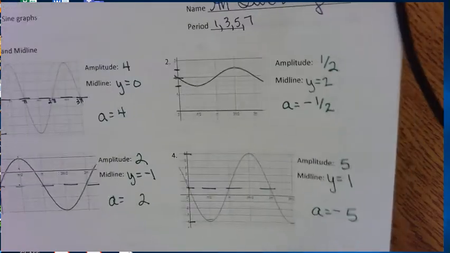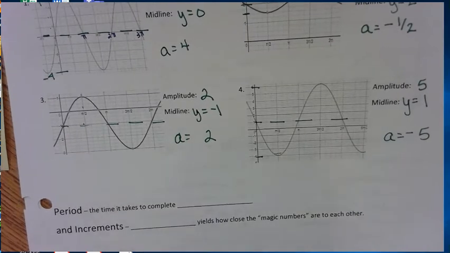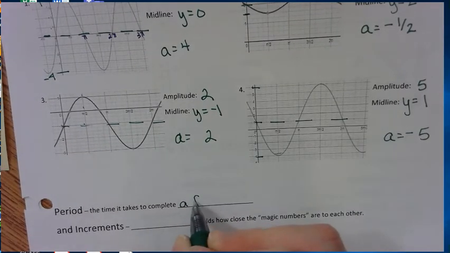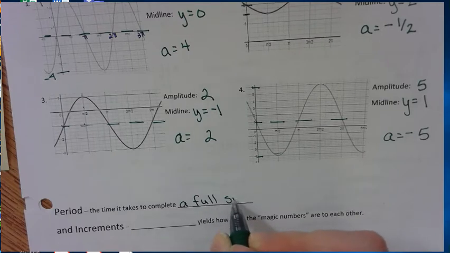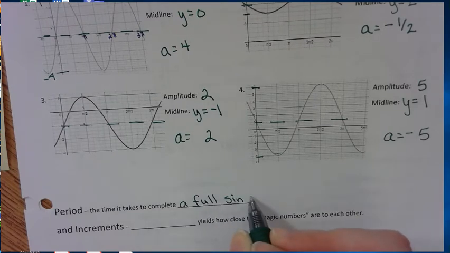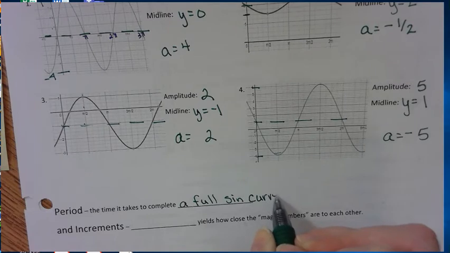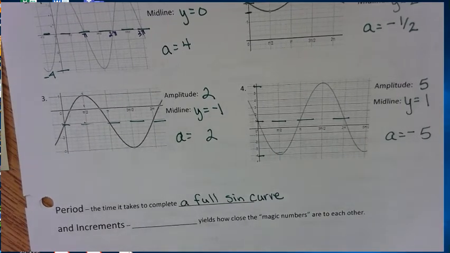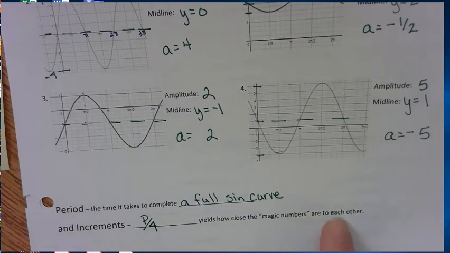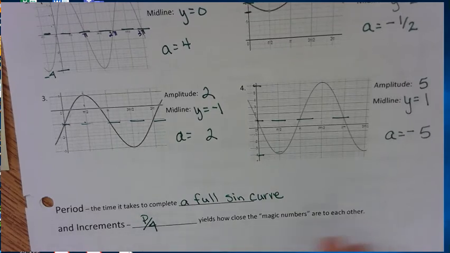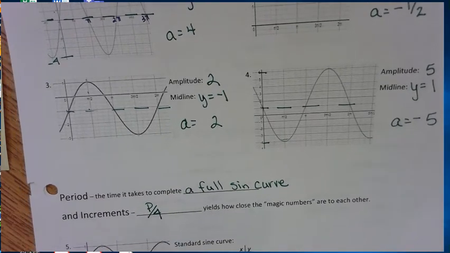All right? So the period is the time that it takes to complete a full sine curve. It's actually a sine or cosine curve or tangent curve. And increments yields how close the magic numbers are to each other. The increments are the steps that we take, and it's period divided by 4, which gives us our magic numbers, okay? So it's how close we're counting them apart, all right?